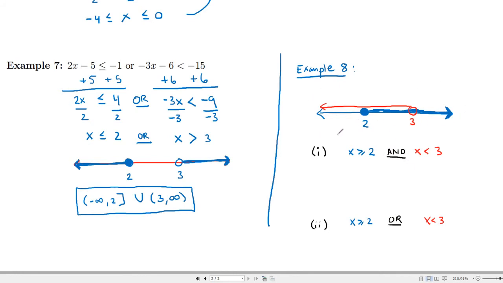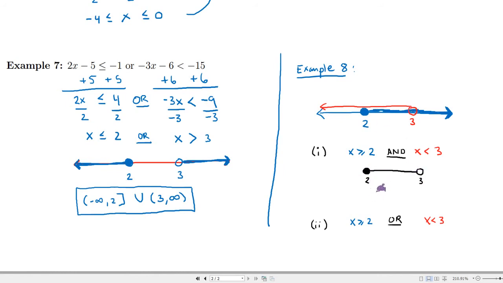Okay, so here's the graphical representation. x is greater than or equal to 2 would be this solid blue area, and x is less than 3 would look like this red region over here. Now, if we combine them as an and, what would this look like? Well, we're considering where these intersect. So we want to be in both. So that would look like this, right? So you're looking at the overlap there. So that would be the graphical version of the intersection of these two.